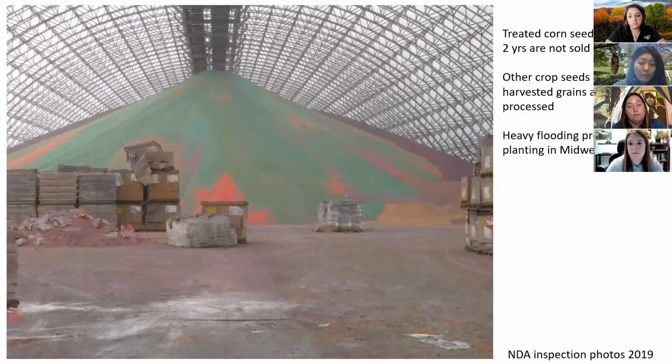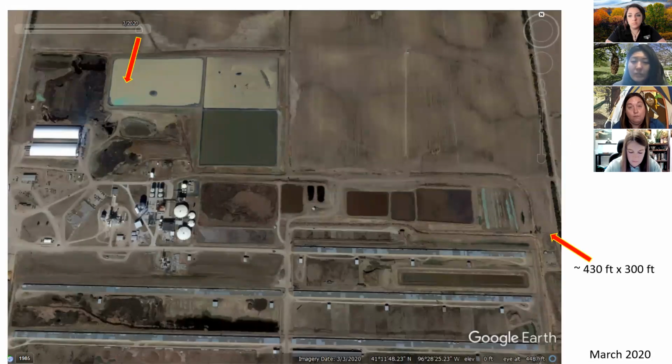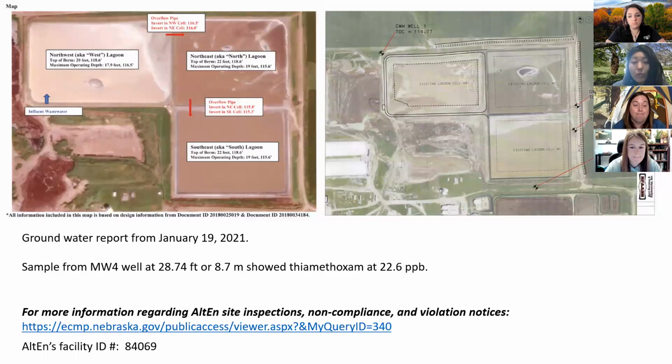And one of the things that have been brought up in the discussions was that there's been a lot of flooding in the Midwest in the last few years, and that might have also caused a large number of surplus products, but we really don't know what the estimates of how much was processed through this facility. Even the Google satellite images show the green tint of that pesticide colorant that was added to those treated seeds. And last year, the water results show that there were residues as low as 28 feet in a well on the site.